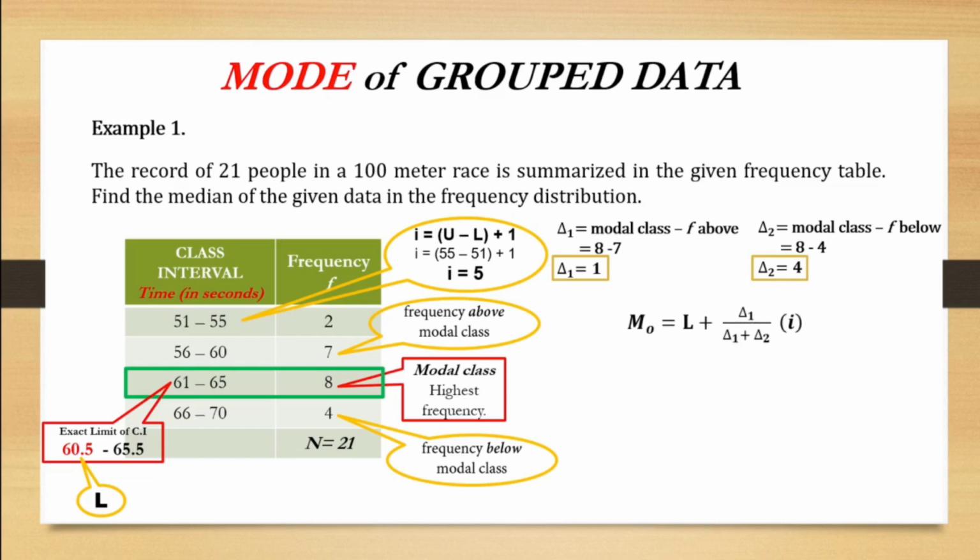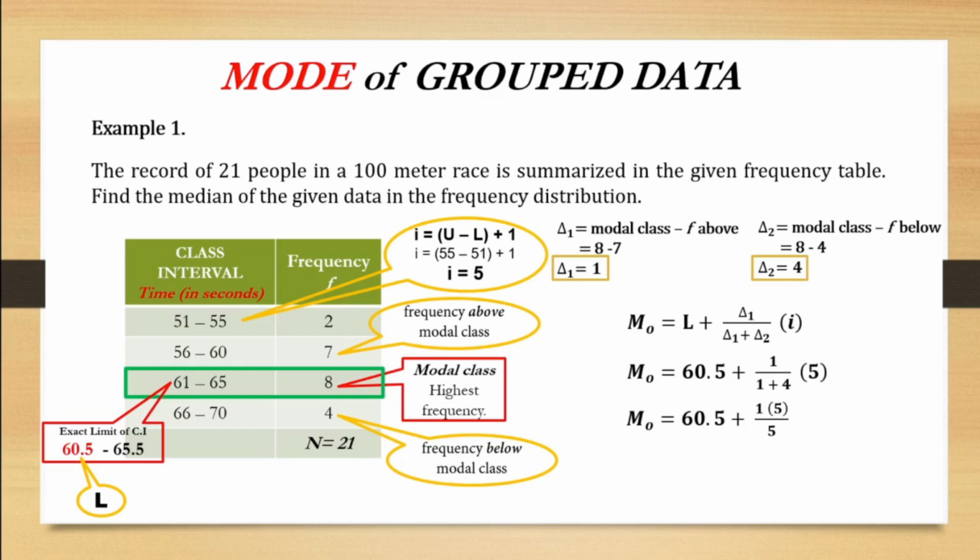So we can now compute our mode, which is the exact lower limit plus delta sub 1 divided by delta sub 1 plus delta sub 2 times the class size interval. Substituting now the values, so we have 60.5 plus 1 divided by 1 plus 4 times 5.